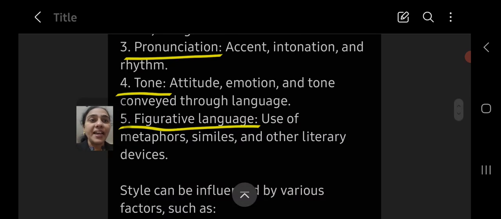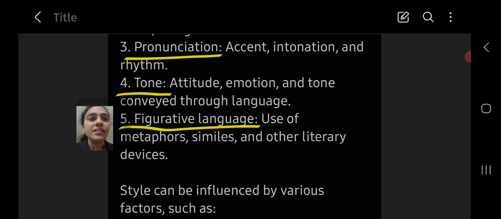Tone, the attitude, emotion, and tone conveyed through language. The best example is my class right now. I am not using a monotone, which is very boring. There is expression, there is emotion, there is attitude in the way I speak. That itself determines the tone of your style of English language.